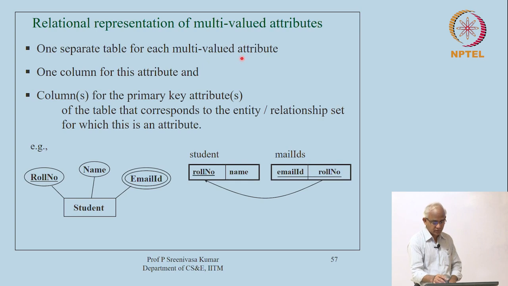Recall that even relationships can have attributes and they can also be multi-valued in the case of the ER model. And so, when we deal with multi-valued attributes, we would have already mapped that relationship type into a table. Okay. And so, we take the key attributes of that table and then include them here. Okay. So, that is how we have to deal with multi-valued attributes.